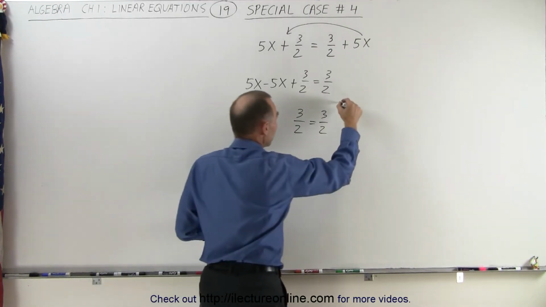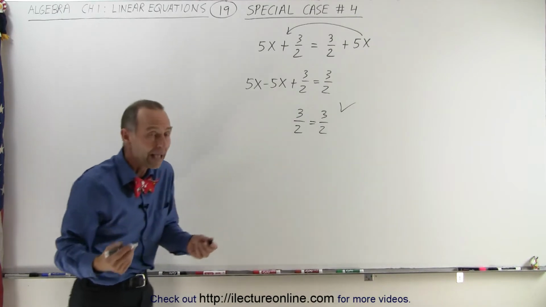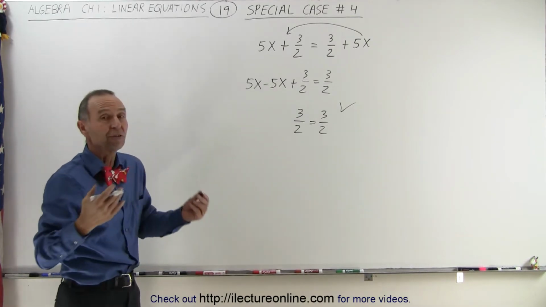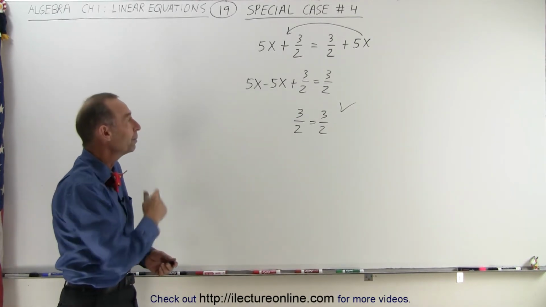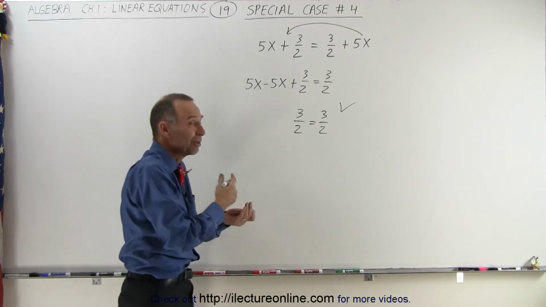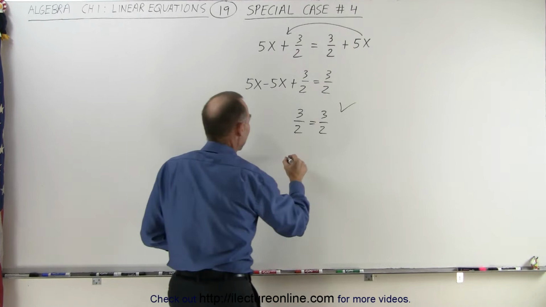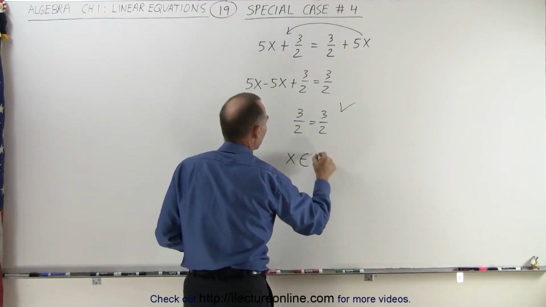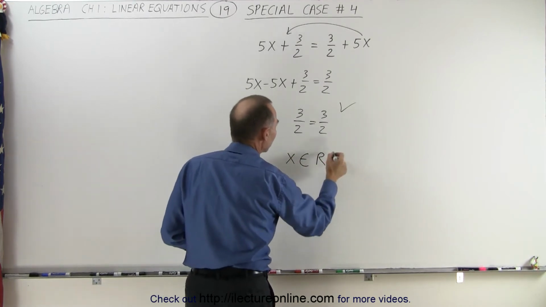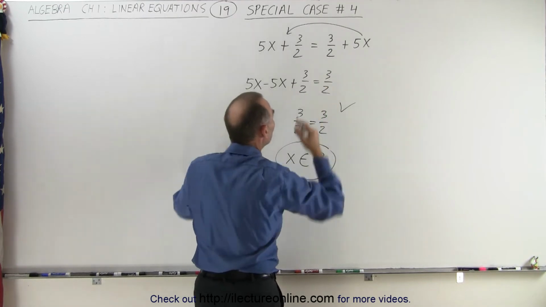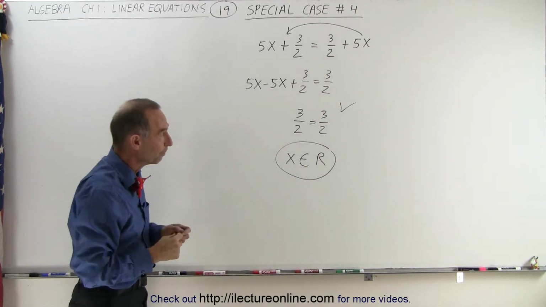Now, is that a true statement? That is a true statement. Doesn't matter what value x has. It really doesn't make any difference what the value for x is. That will always be the case. So therefore, x can be 0, it can be 10, it can be minus 5, it can be any real number. So x becomes an element of the reals. The same result as we had in the previous video with a different looking problem.